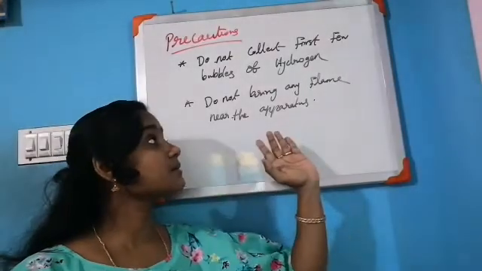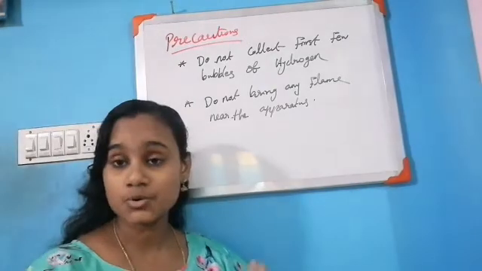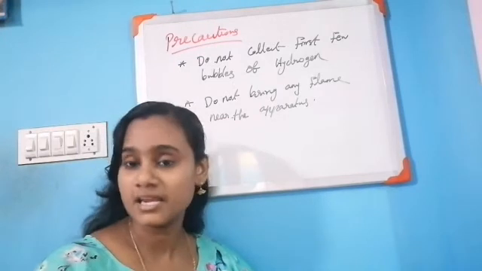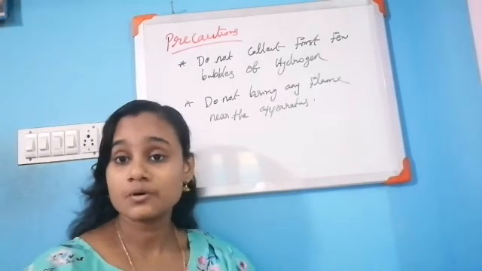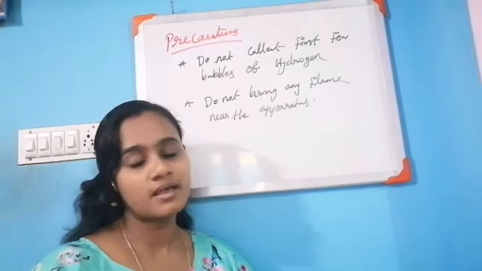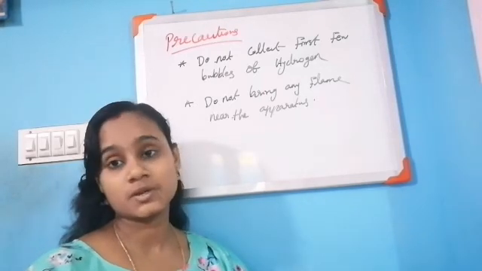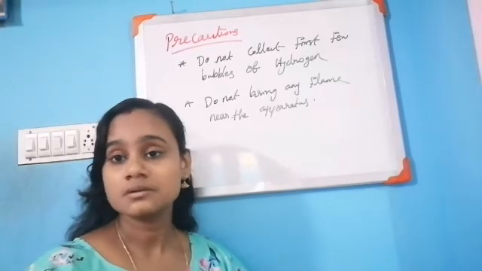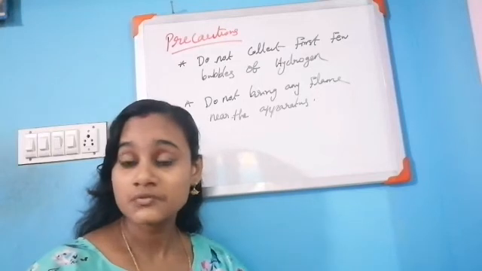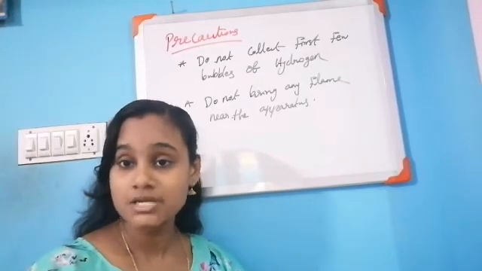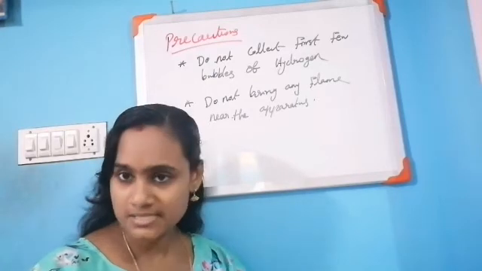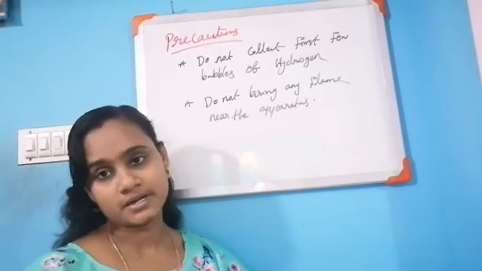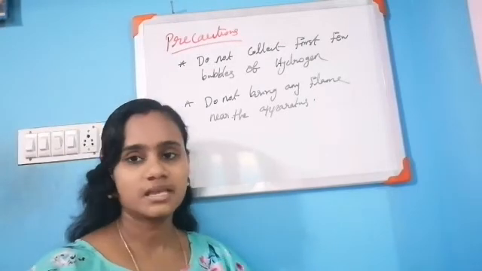The second point: do not bring any flame near the apparatus, because hydrogen is a highly inflammable gas. These are the two precautions we need to take in the preparation of hydrogen. First point, do not collect the first few bubbles of hydrogen. What is the second point? Do not bring any flame near the apparatus. Why? Hydrogen is an inflammable gas.